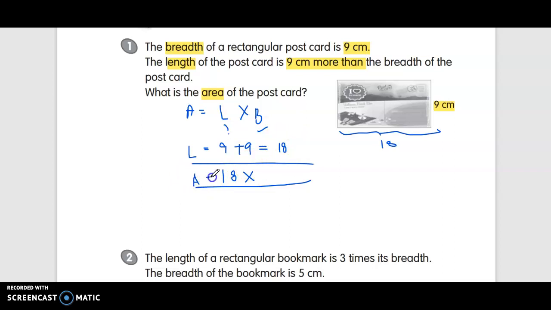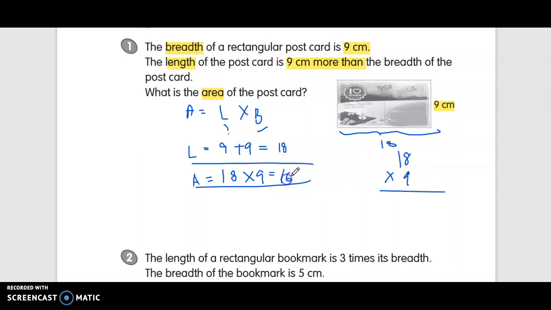Now, children, please remember to use a ruler to draw before you write your equation so it's neat and tidy. Coming back to the formula, area equals length times breadth. Do we know the breadth? Yes, it's 9. So what is 18 times 9? Please do your workings at the side, neatly. So 18 times 9. Write your answer over here. You must show your working clearly.